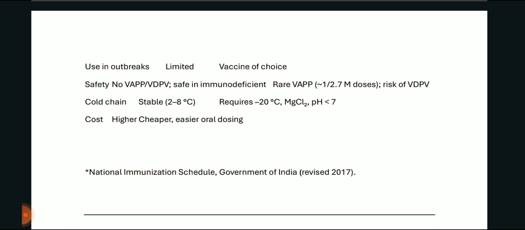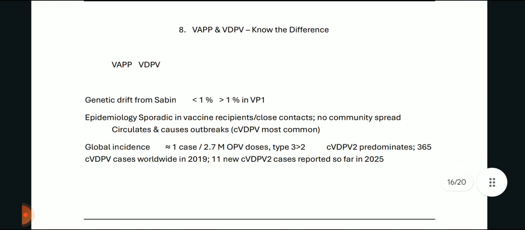Okay, now the cold chain. fIPV is stable at 2 to 8 degrees Celsius, but OPV requires minus 20 degrees Celsius, magnesium chloride, and pH less than 7. Okay, so oral polio vaccine has to be stored at a lower temperature. Now the cost: of course, the cost is higher for fIPV because you have to give injections and all, while OPV has cheaper and easier oral dosing. So this was all taken from the National Immunization Schedule by the Government of India.